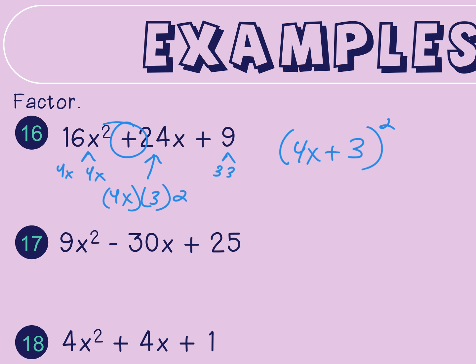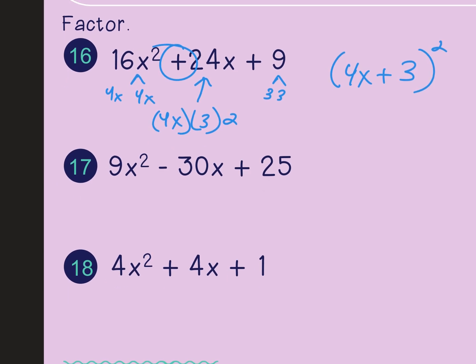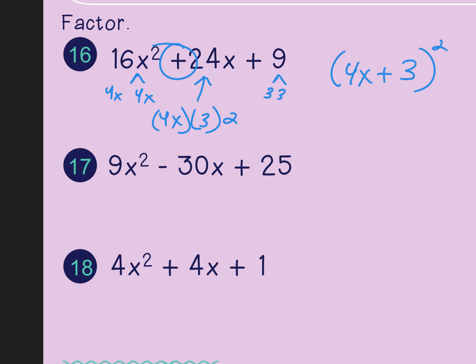Get in the habit of always looking for a GCF. I'm going quickly, so I know there isn't one, but let's just see if it's a perfect square trinomial. Not always is it a perfect square trinomial, but it's a good thing to try. 9x squared. What gives me 9x squared? 3x, 3x. What gives me 25? 5 and 5.